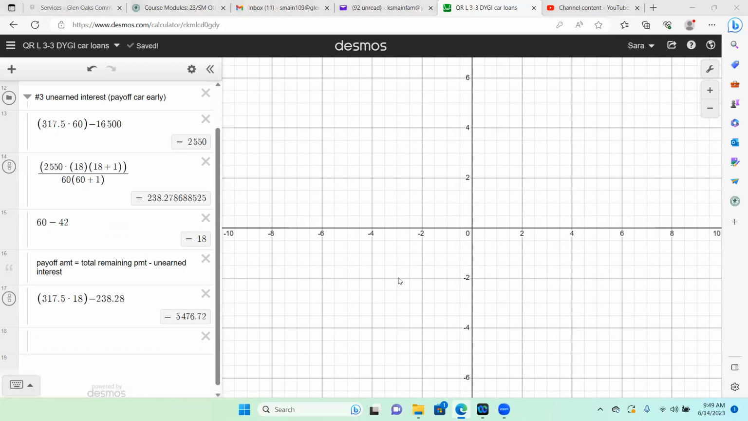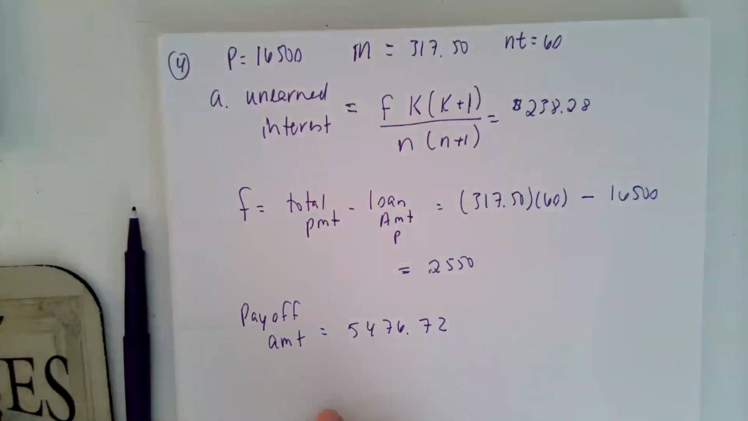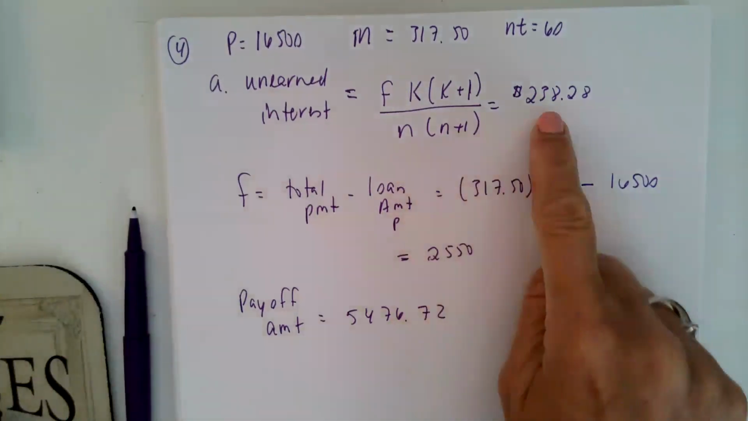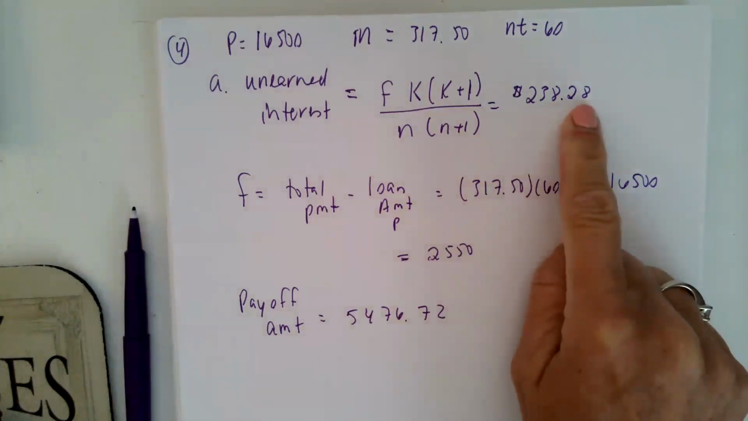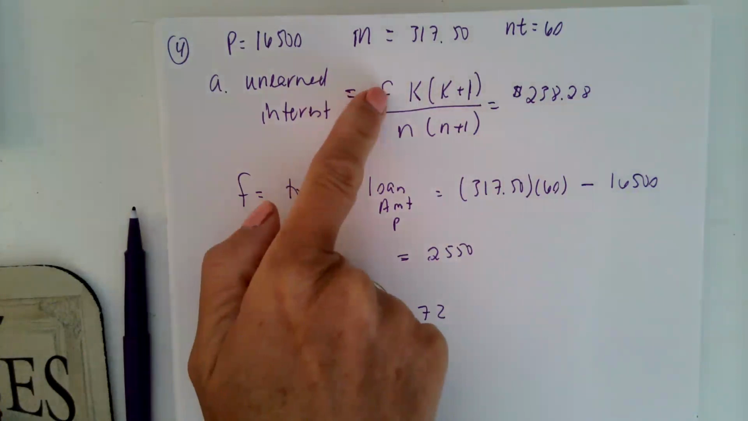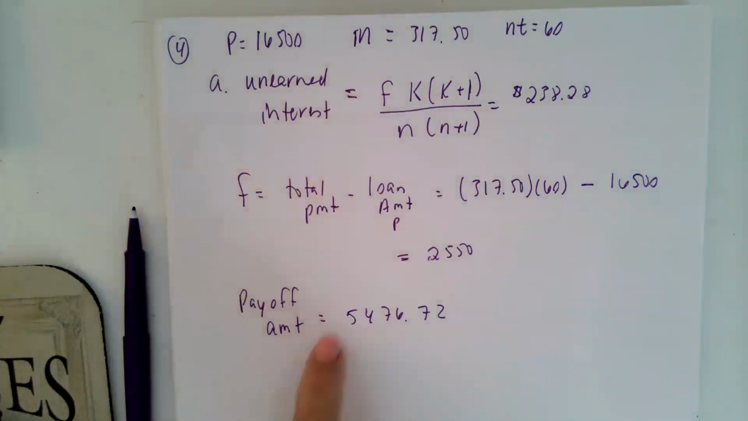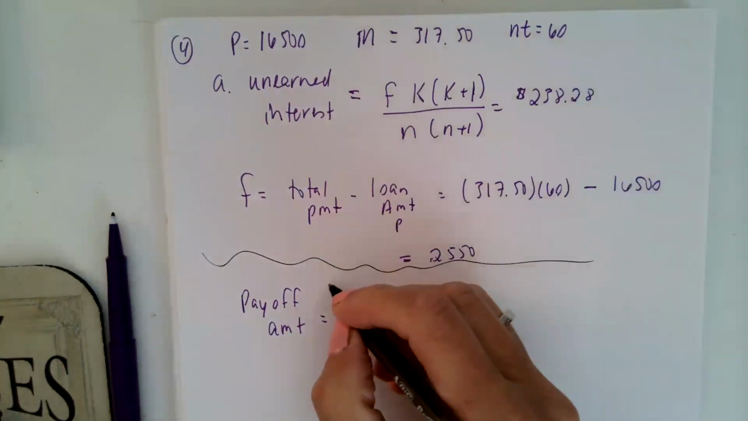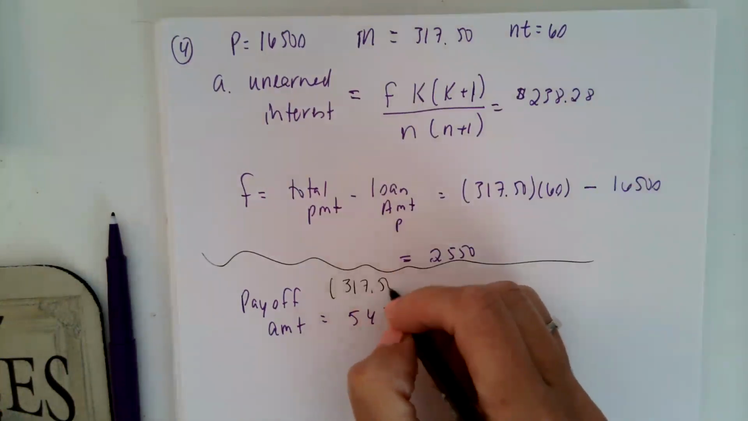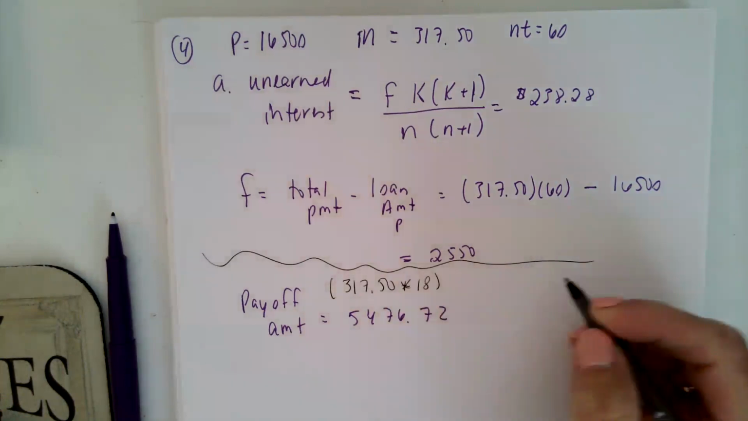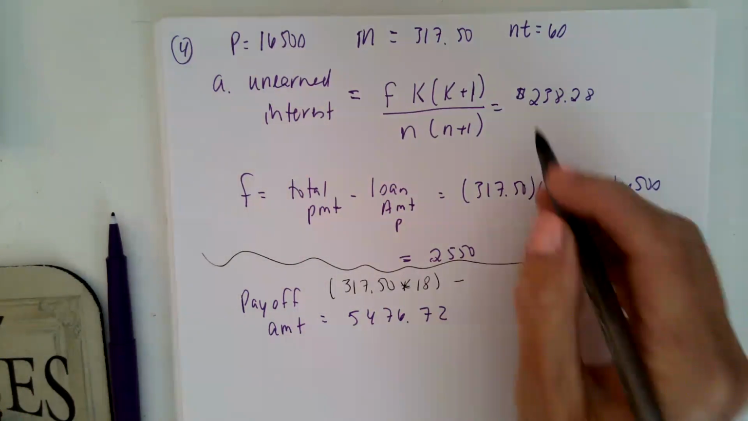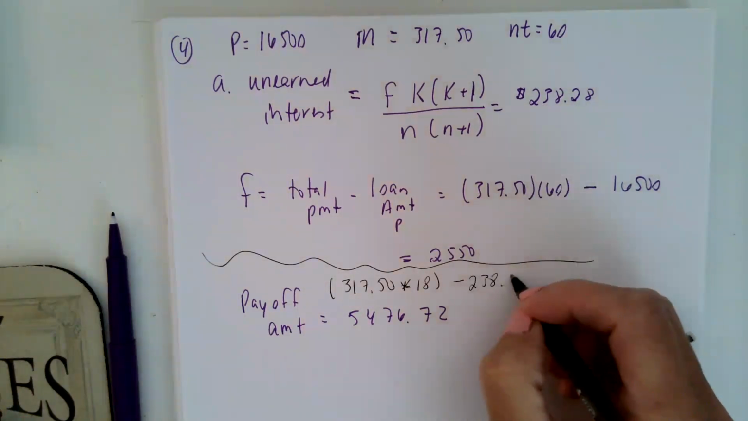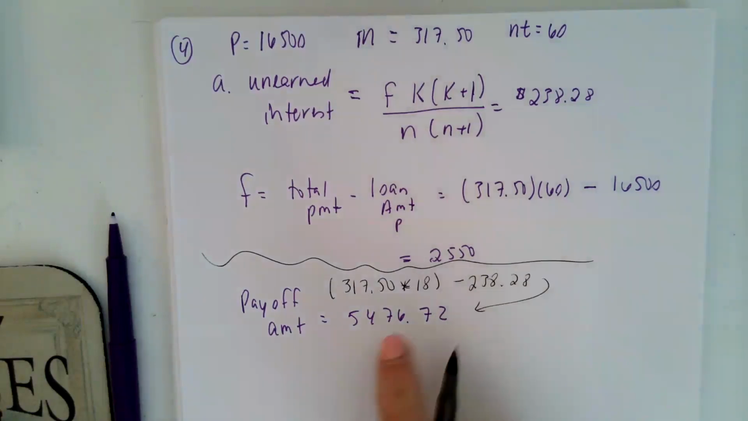And I'm just going to show you this on my paper so you can see it. So here's the formula again for unearned interest. That came out to be $238.28. And our finance charge, F, in the formula is $2,550. Our payoff amount is the total number of remaining payments. So that would be, again, I'm showing you the monthly payment of $317.50 times the 18 remaining payments, subtracting the unearned interest up here of $238.28. And so that would be our remaining payoff amount.